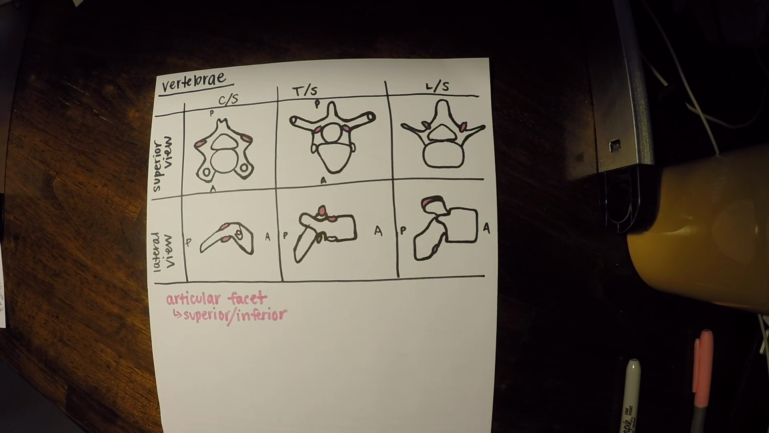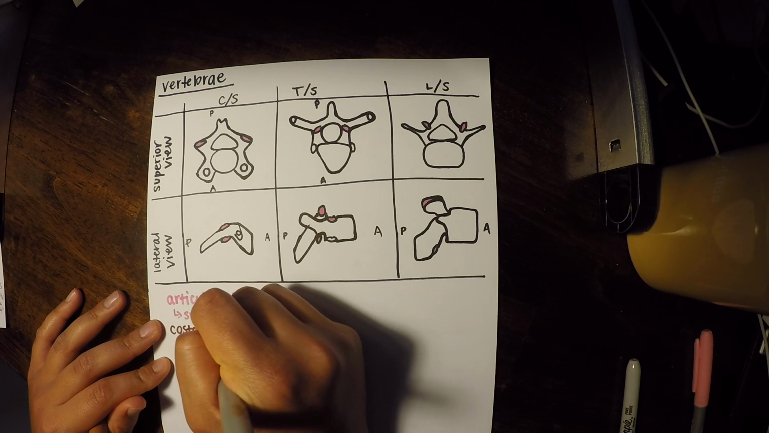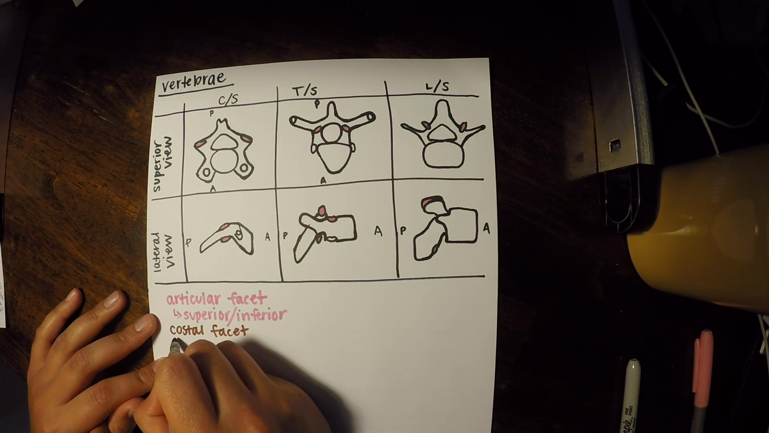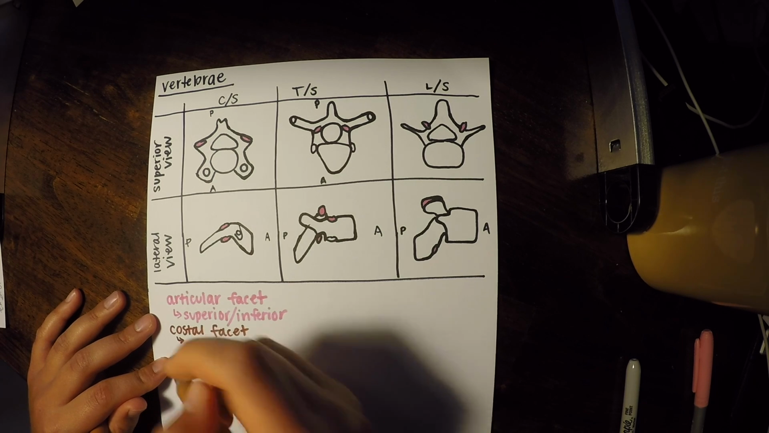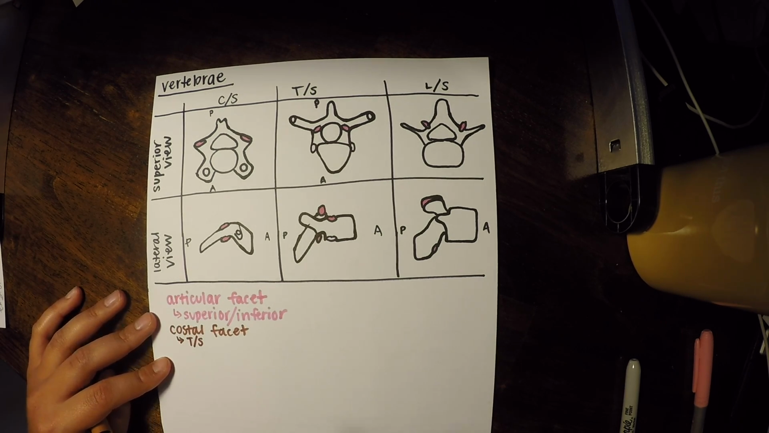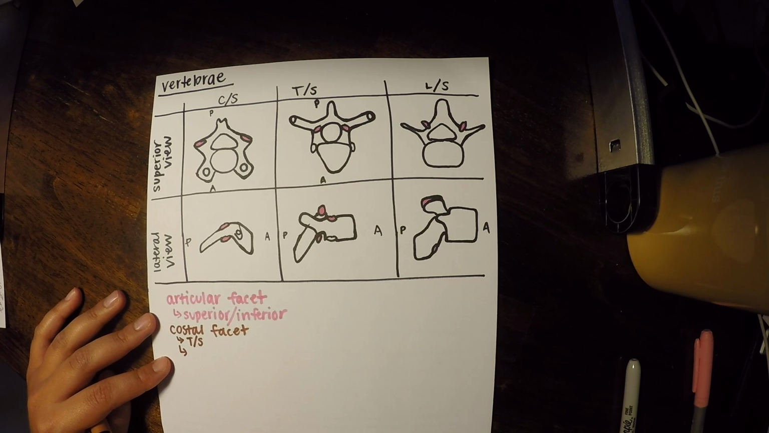Okay? So let's add that label in. Costal facet. And remember, that is only in our thoracic spine. And then for these, we also have superior and inferior ones, just like the articular facets.